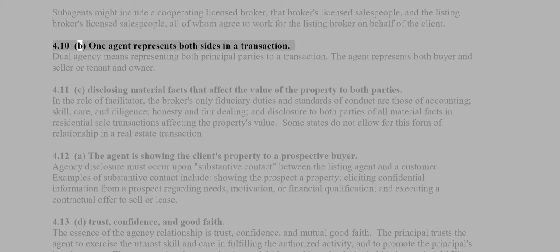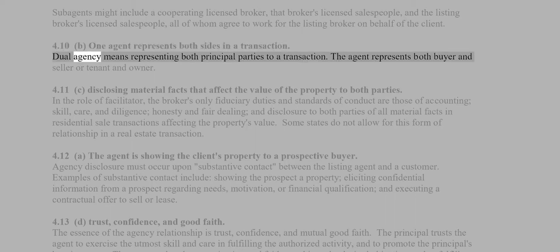4.10 b. One agent represents both sides in a transaction. Dual agency means representing both principal parties to a transaction. The agent represents both buyer and seller or tenant and owner.